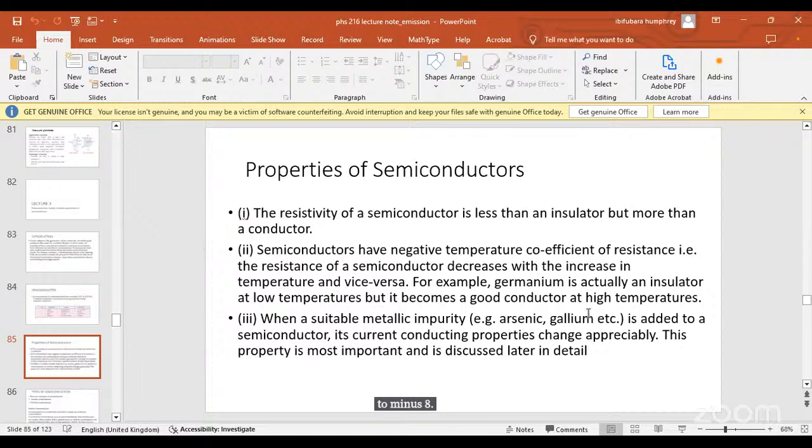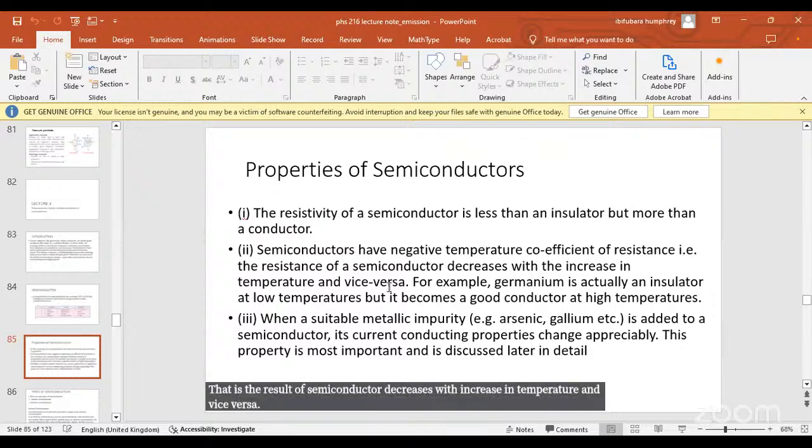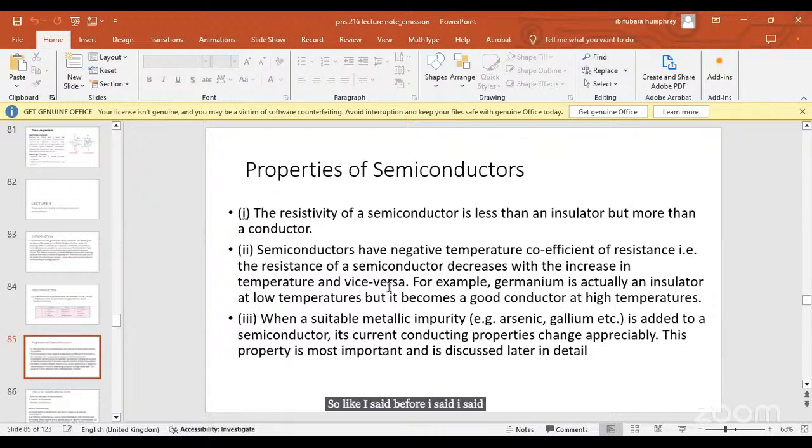The second point is semiconductors have negative temperature coefficient of resistance. That is, the resistance of a semiconductor decreases with increase in temperature and vice versa. So like I stated before, at 0 degrees, a semiconductor behaves like an insulator, and then at room temperature, they behave like a conductor.